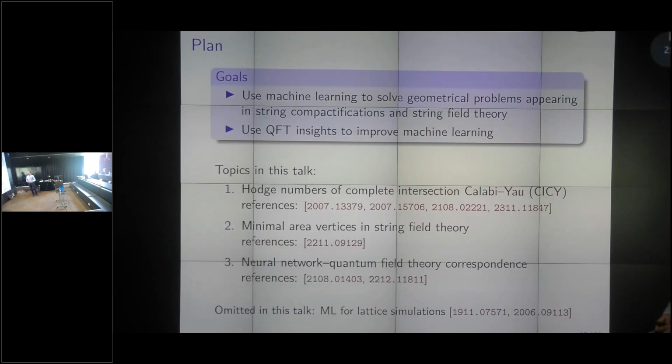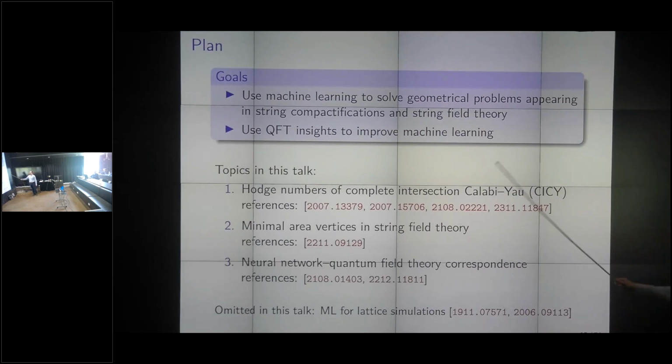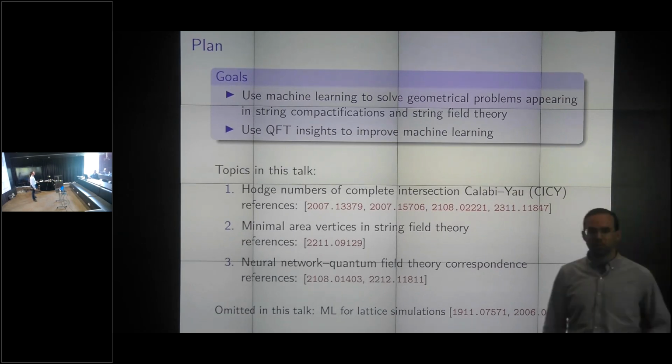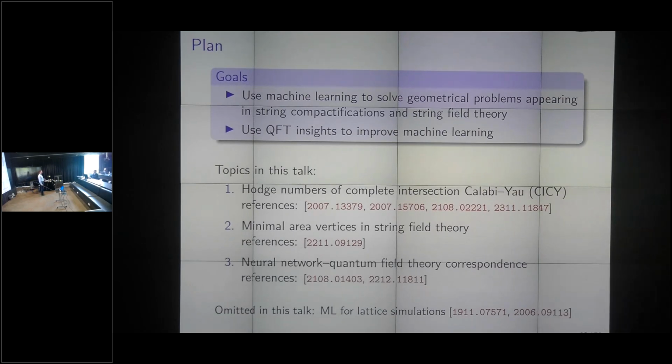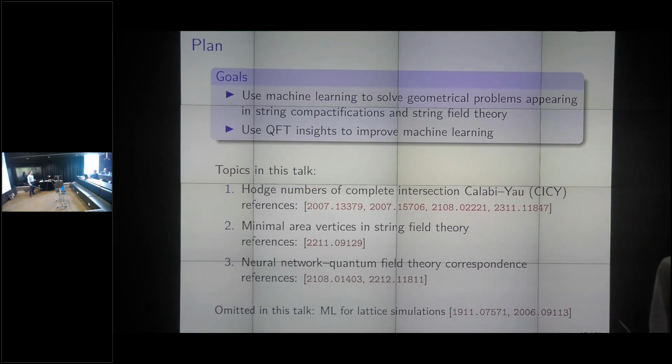I mean, not solve, but already start to give indications. So I will have 2 goals. First, I will explain 2 different geometrical problems which we find in string theory, which we want to solve with machine learning. And then I will also briefly explain why we can use insights from QFT to improve machine learning. So we have to show that the interaction goes in both sides. It's not just physics which needs AI, but also AI can need physics.